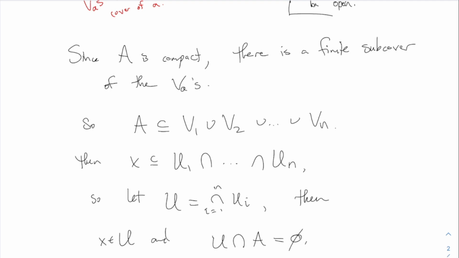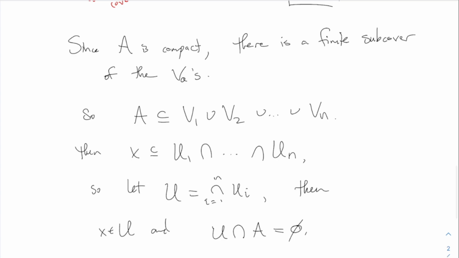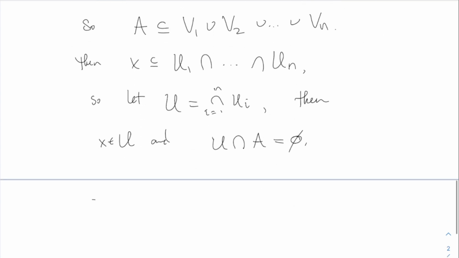And this U is disjoint from A because U is made up of the intersection of all these, and each individual one was disjoint from a piece of A. And so when I intersect them all, it's disjoint from A. And that's the set we want. So I said U intersect A is empty, but that's the same as saying U is a subset of X minus A, which is what we wanted.